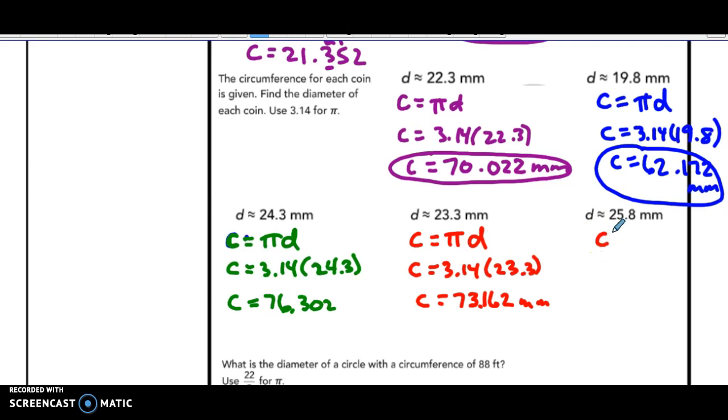And last one, start with my formula. I will change my pen color. C equals pi d. I substitute in what I know. I know pi, and I know the diameter. Now I'm just going to multiply 3.14 times 25.8 gives me 81.012 millimeters.